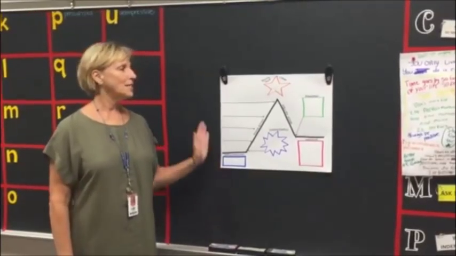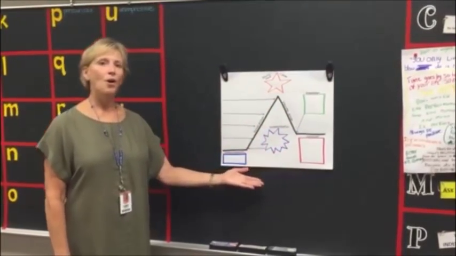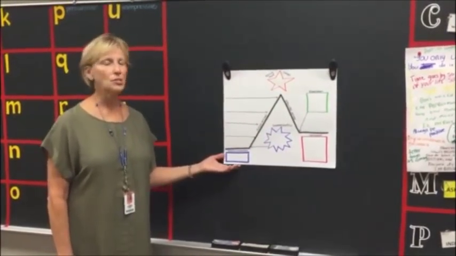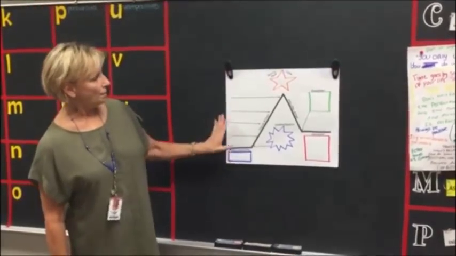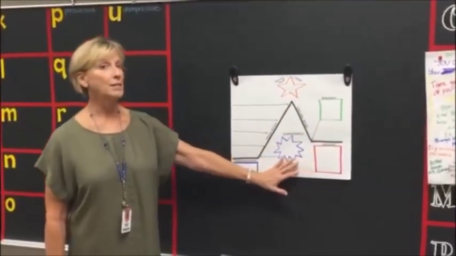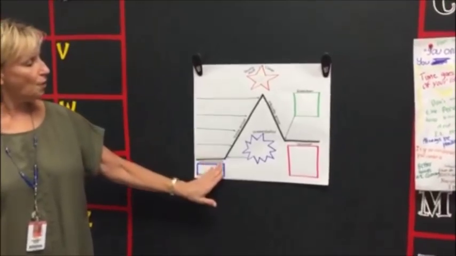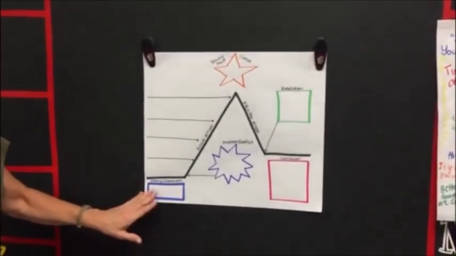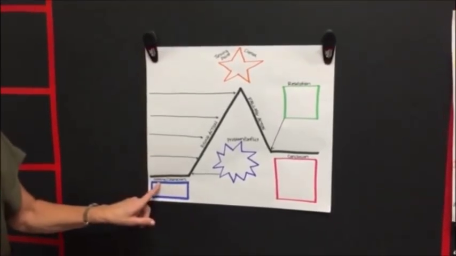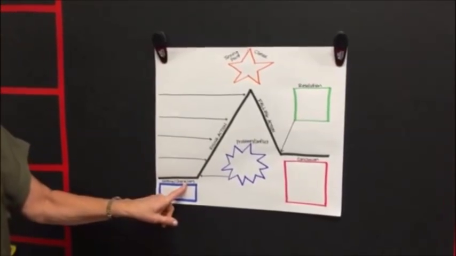Hello, boys and girls. Today we're going to talk about the story mountain, or the plot diagram, as some students call it. I'm going to talk to you about the elements of our story map. First of all, we have the setting and the characters, which is where we identify where and when the story takes place and who our main character or characters are.